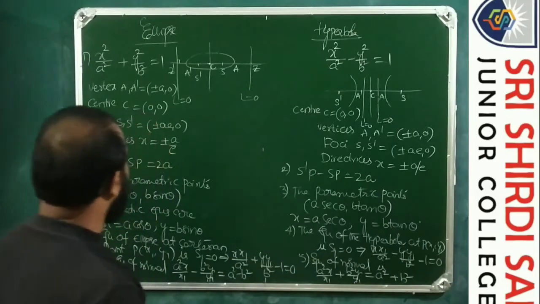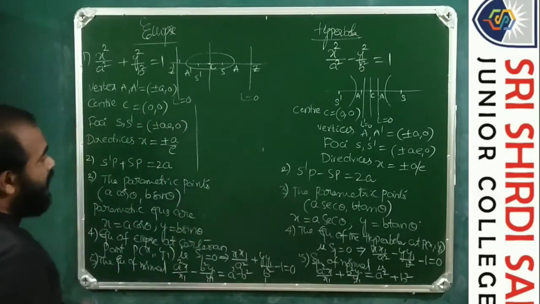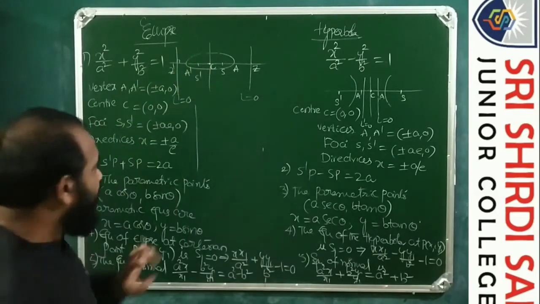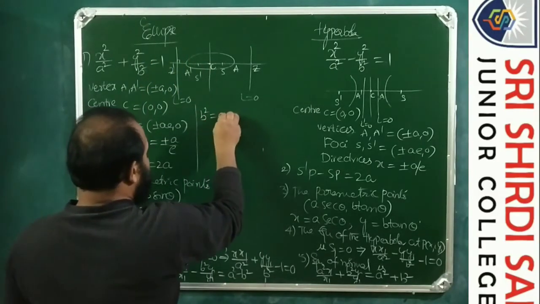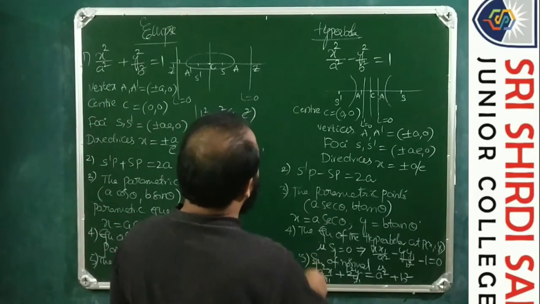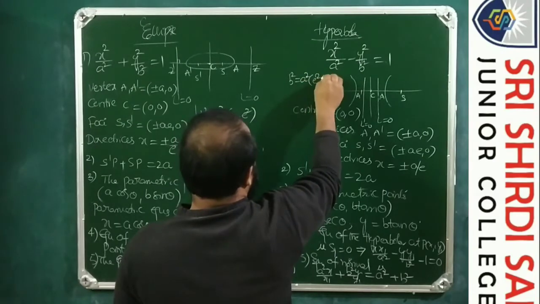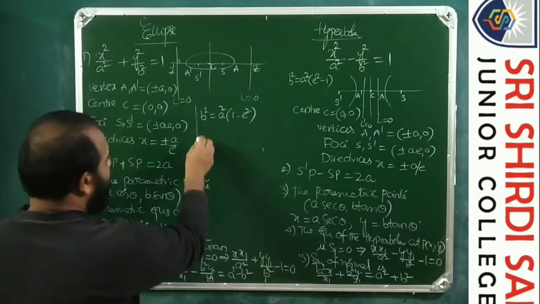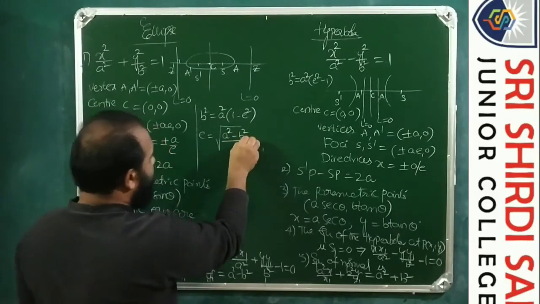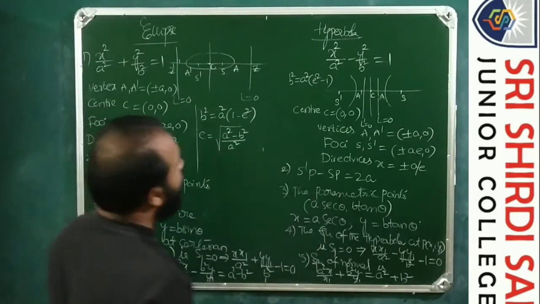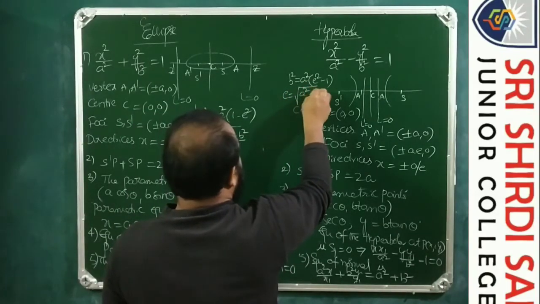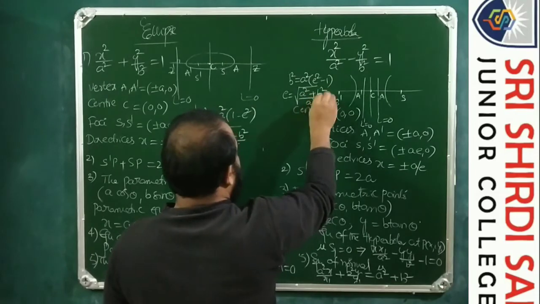And here the relation between a, b and e is b square equals to a square into 1 minus e square, while here b square is equal to a square into e square minus 1. Here the eccentricity e is equal to bigger square minus smaller square by bigger square. Here the eccentricity e is equal to a square plus b square by a square.